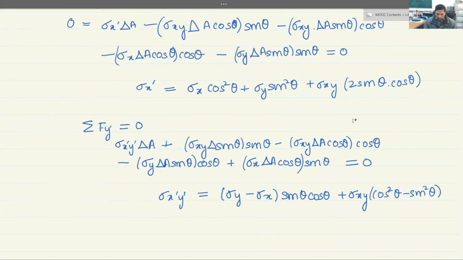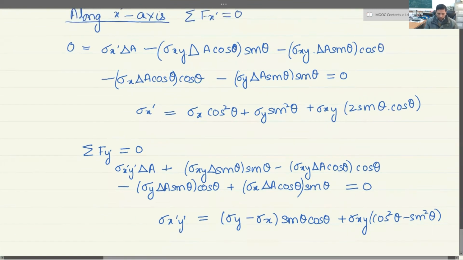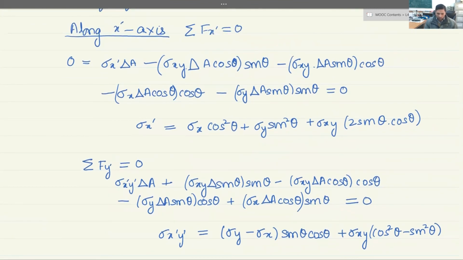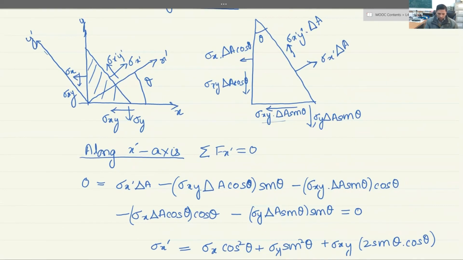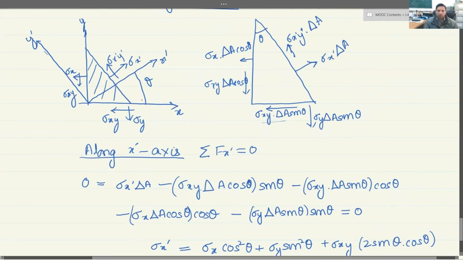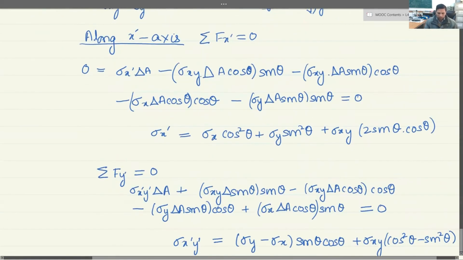So what we have here are the equations for sigma x prime and sigma x prime y prime. So this will give you rotation. So you have stresses, let's say in the xy coordinate, then this equation lets you get the normal stresses along the x prime y prime direction, and also shear stresses along the x prime y prime direction. So this is the plane stress transformation.